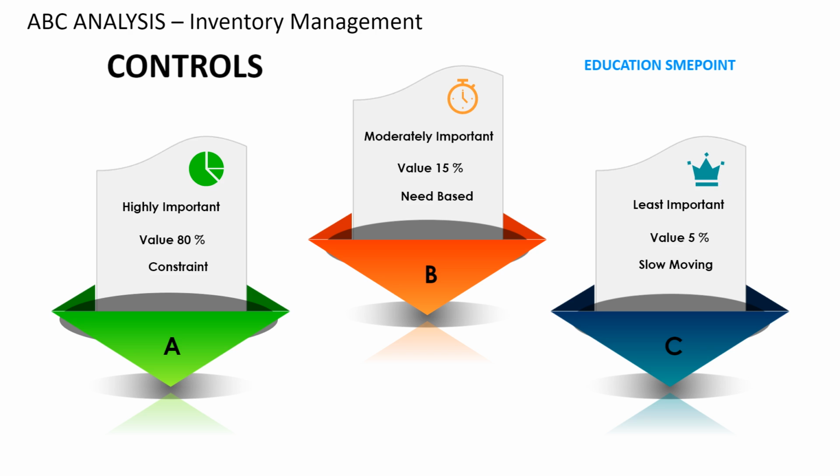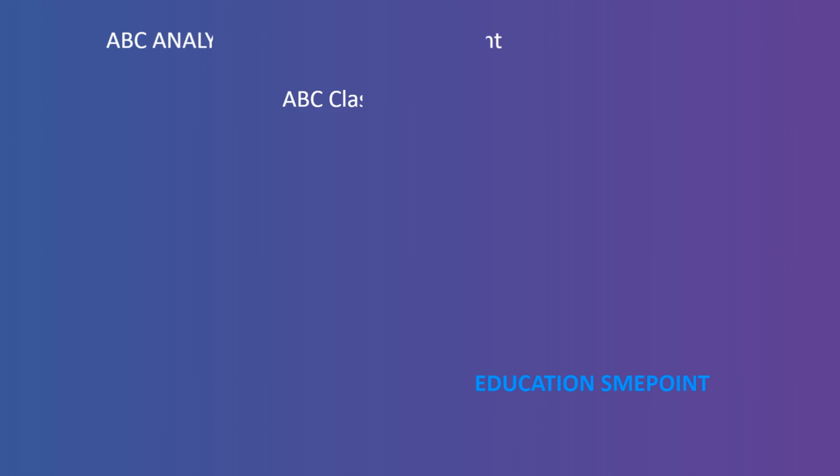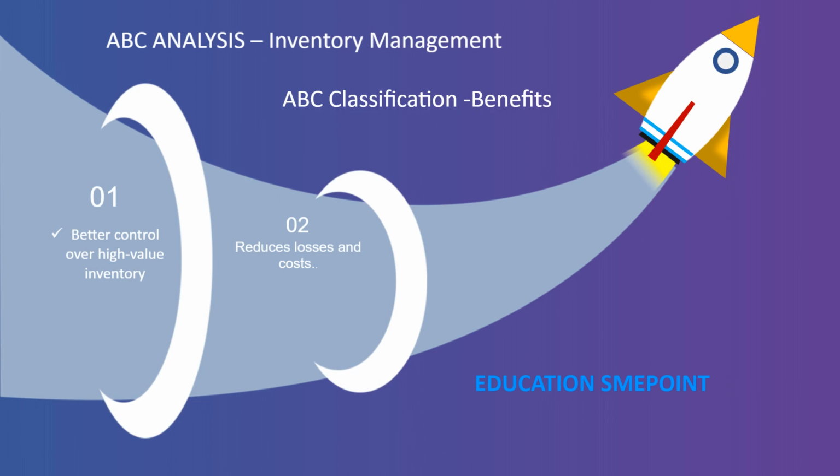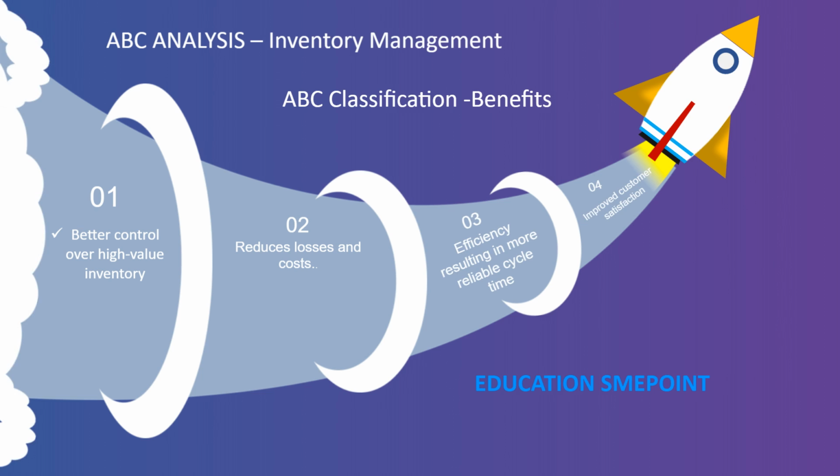A category items are those that are constrained packs and reordered with a regular frequency. B category packs are ordered on a need basis. C category are those that are slow-moving packs and need not be reordered with the same frequency as item A or item B. Better control over high-value inventory improves availability and reduces losses and costs. Efficiency results in more reliable cycle time and improved customer satisfaction.